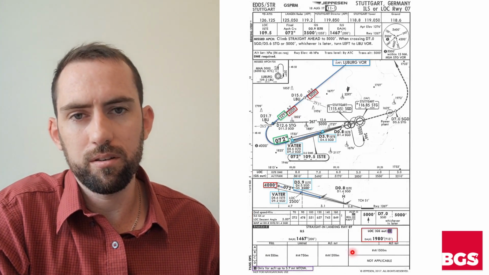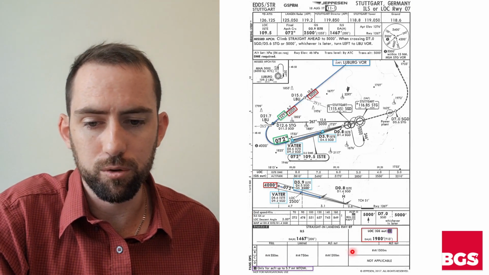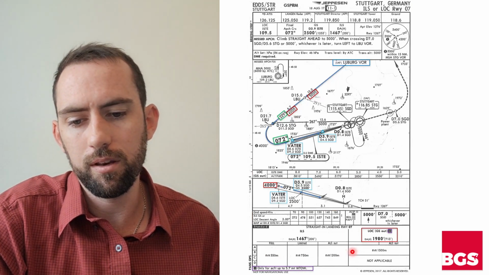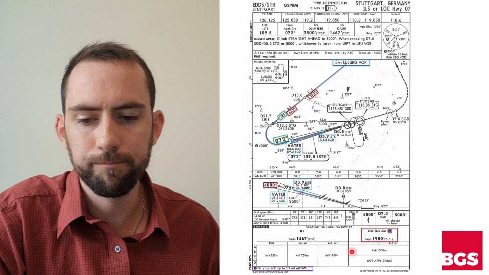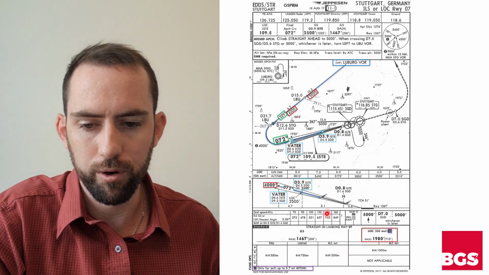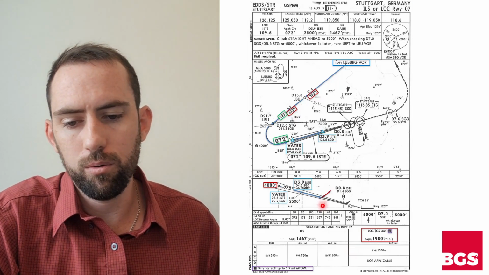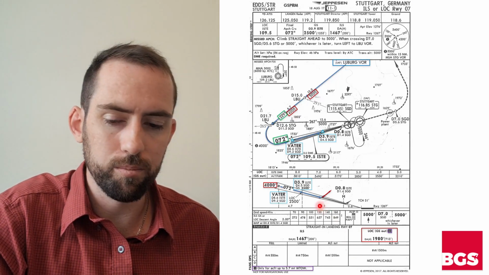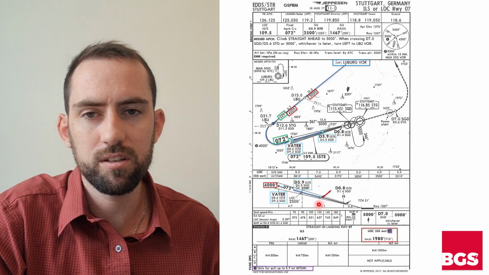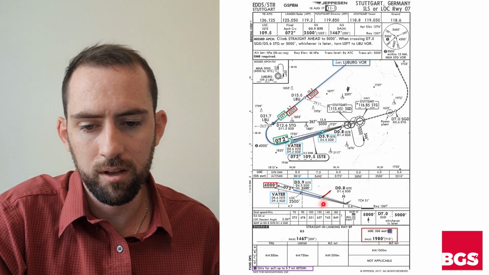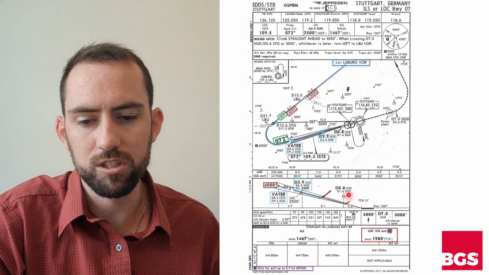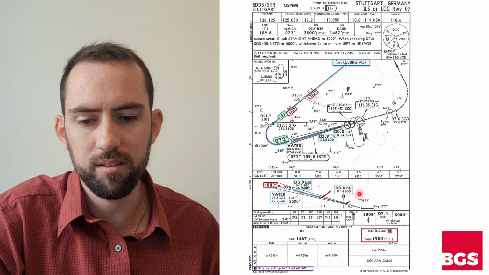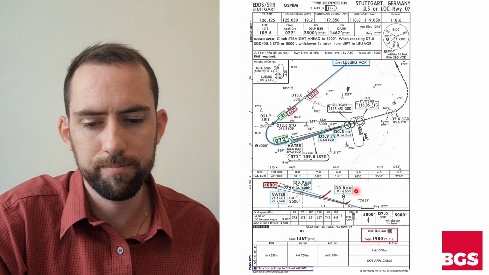So supposing we didn't have the required visual criteria to continue, then we would execute a missed approach from there. Now if you are flying the non-precision approach and you execute a missed approach, you need to still continue navigating towards this point here, which is labeled M. So that is the missed approach point.